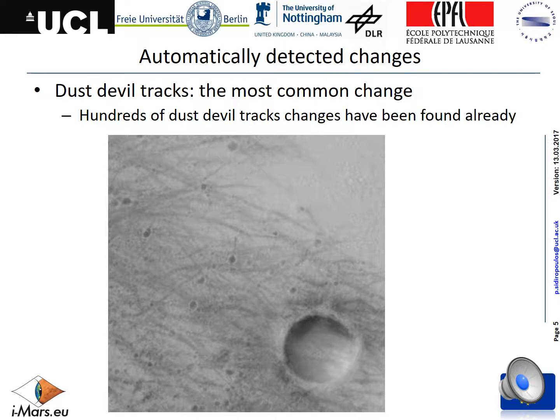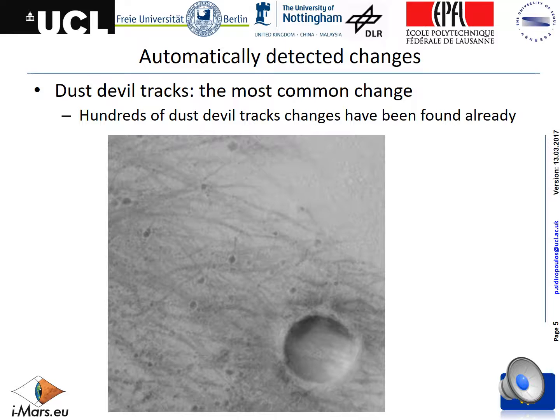We have used this algorithm extensively on the co-registered images that we already have, and this is an ongoing process. While we co-register images, we pass the processing to the change detection pipeline. The most common changes that we have found are dust devils. There are hundreds of dust devil tracks on Mars, and this is something already known in the literature, that dust devil tracks are the most common type of surface change.